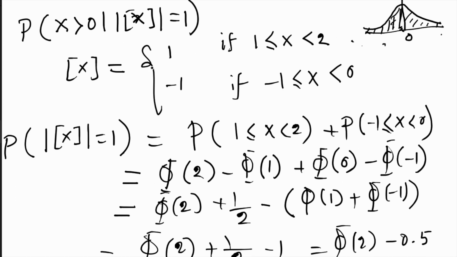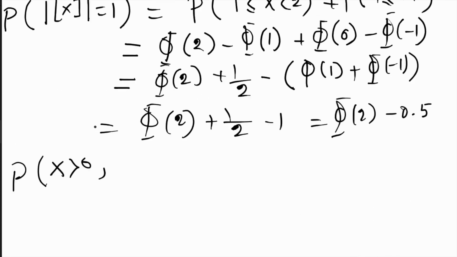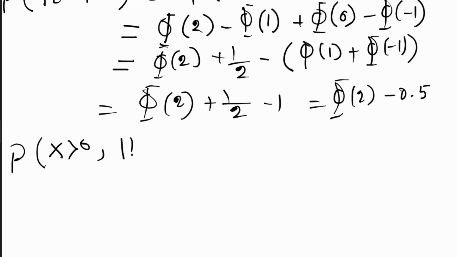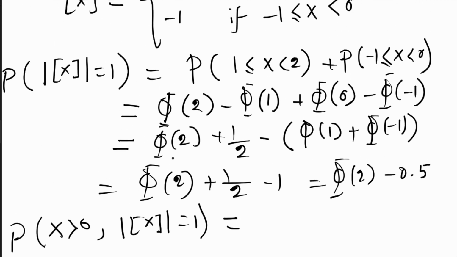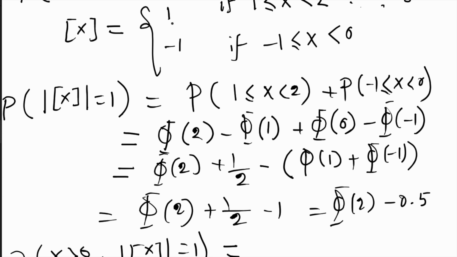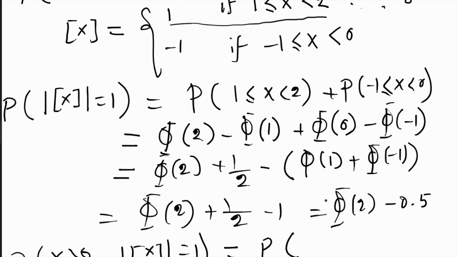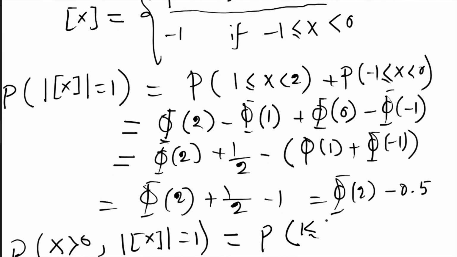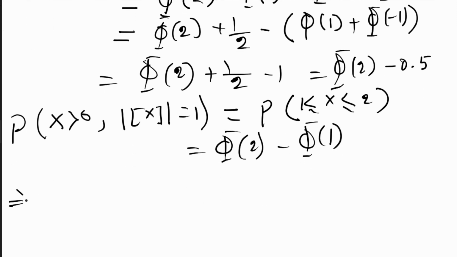And given that both conditions will be satisfied, that x is greater than 0 and this is equal to 1, so both will be satisfied when it lies in this region. So that means the probability of x in this region is nothing but phi of 2 minus phi of 1.